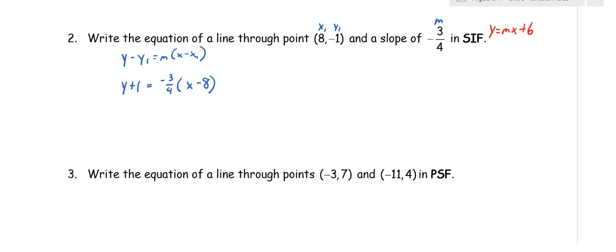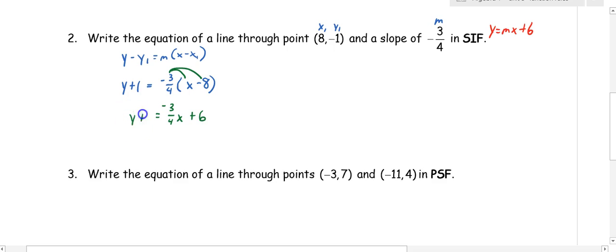So in order to get into slope-intercept form, we're going to do two steps. The first step, we're going to distribute. So x times -3/4 is -3/4 x. And -3/4 times -8 gets us plus 6. And we can use a calculator to get that. And then we have equal to y plus 1. So to get y by itself, we're going to subtract 1 from both sides. And we get y equals -3/4 x plus 5. And that is going to be our slope-intercept form.